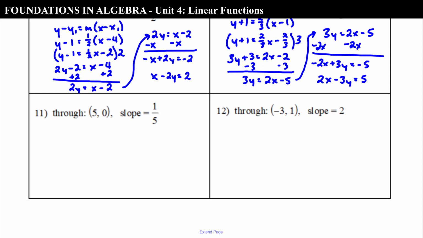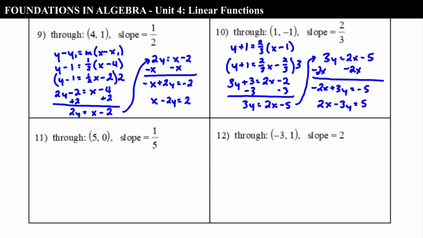All right, for number 11, we are given a point 5, 0. Now, if you think about it, this one is not going to be quite as much work because the 0 is going to go away. So let's do this in point slope form. Y minus 0 equals 1/5 x minus 5. That 0 goes away. We're going to distribute the 1/5. So we got 1/5 x minus 1.